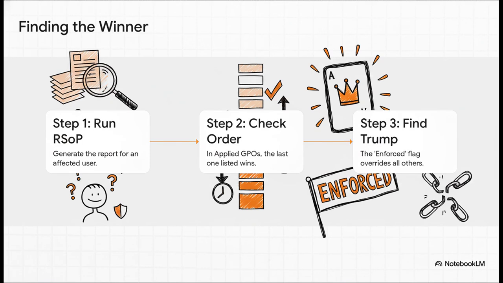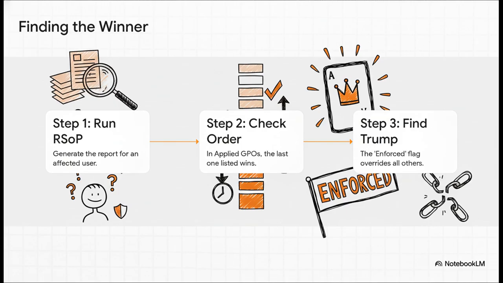So, to crack this case, we run RSoP for one of the affected users, and we navigate right to the password policy settings in the report. It's going to show a list of every single GPO that tried to apply a setting. Now, remember that rule of precedence? The very last GPO in that list should be the winner.